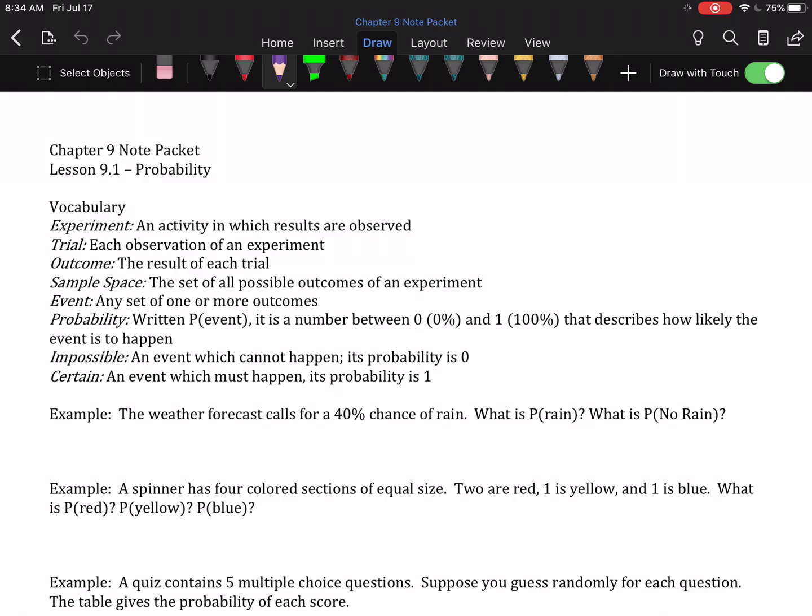So, examples. The weather forecast calls for a 40% chance of rain. What is P(rain)? So the probability of rain is the 40%. What is P(no rain)? Well, there's only two possibilities. It's going to rain or it's not going to rain. So if there's a 40% chance it will rain, that means there must be a 60% chance that it won't. Probabilities must add up to 100%. If they don't, something got really weird.